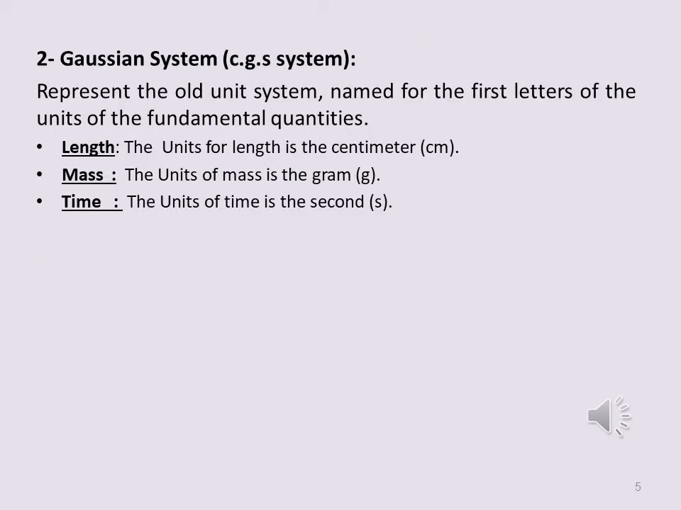2. Gaussian system, CGS system. Represents the old unit system, named for the first letters of the units of the fundamental quantities. Length, the unit for length is the centimeter, cm. Mass, the unit of mass is the gram, g. Time, the unit of time is the second, s.